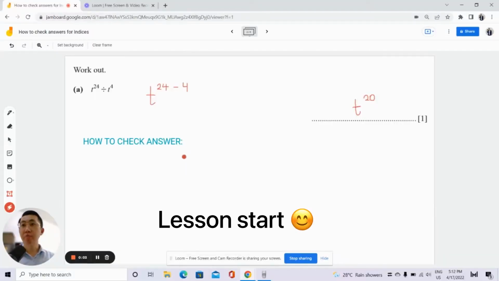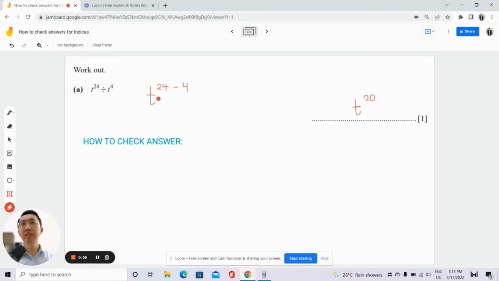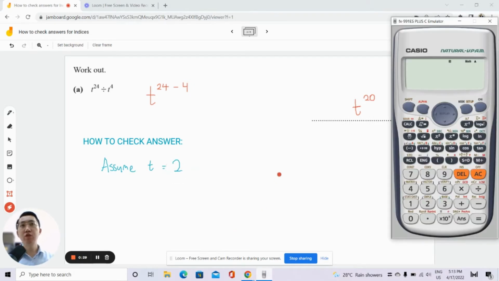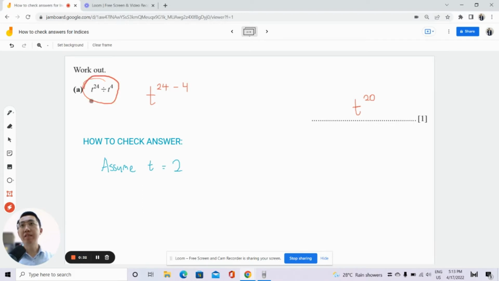Alright, I'm gonna show you a way to check answers for indices. So assuming that the students have already done the working, t to the power of 24 divided by t to the power of 4, and the student actually logs in t to the power of 20. So how are we supposed to check? I want you to assume that the letter T equals 2. Select a small number, and in this case, I select 2. So you're going to use your calculator and type this by replacing t with 2.